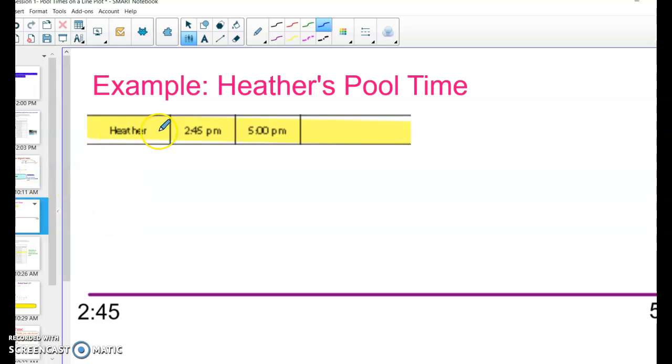So you can see that Heather got in the pool at 2:45 p.m. and she got out of the pool at 5 p.m. Our goal is to determine how long Heather spent in a pool, okay?